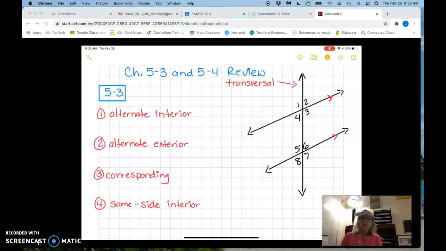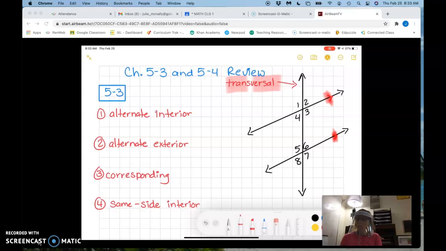So now we're going to talk about the different types of angles in this drawing. Again, these little arrows let me know that these two lines are parallel. And when they're parallel, all the angle measures are the same. There's only going to be two different degrees in the whole drawing. We're going to talk about alternate interior angles first. Alternate interior means inside, so it's going to be inside the parallel lines and on opposite sides of the transversal, which we labeled right there.